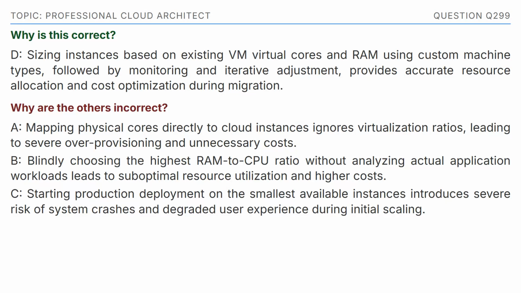Why is this correct? D. Sizing instances based on existing VM virtual cores and RAM using custom machine types, followed by monitoring and iterative adjustment, provides accurate resource allocation and cost optimization during migration.